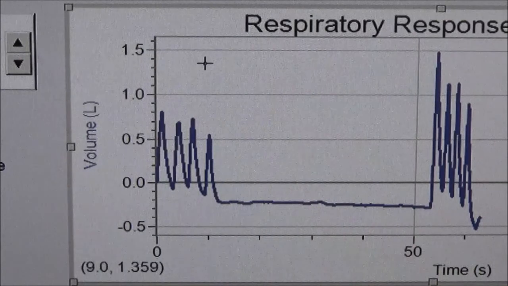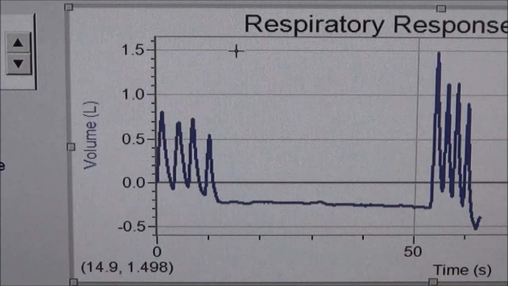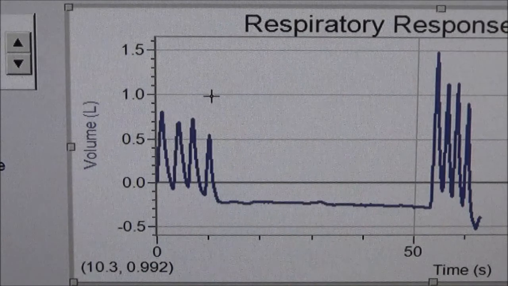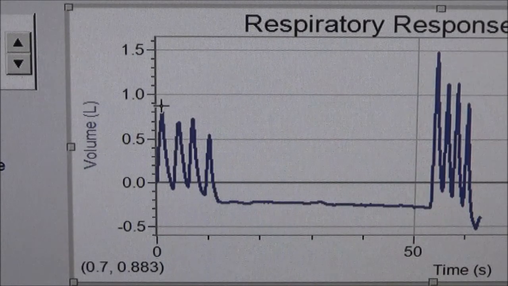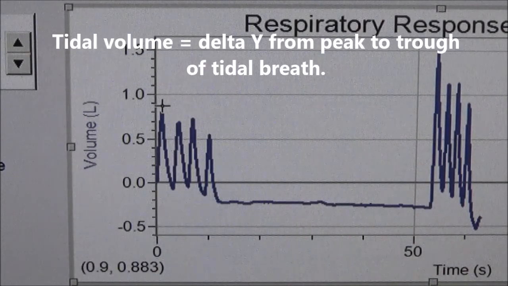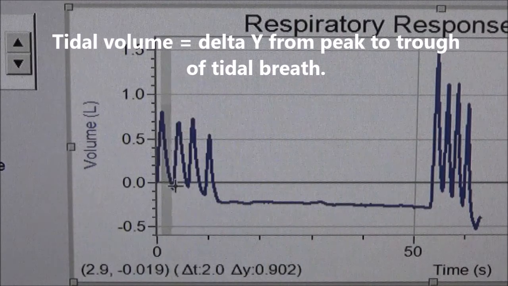For the hypoventilation or breath holding experiment, I'm going to have to calculate minute ventilation before I held my breath and minute ventilation after to see if there was a change. So to collect my data, I need to know my tidal volume before, so I grab from the top of that peak to the bottom and I look at what my delta Y is.